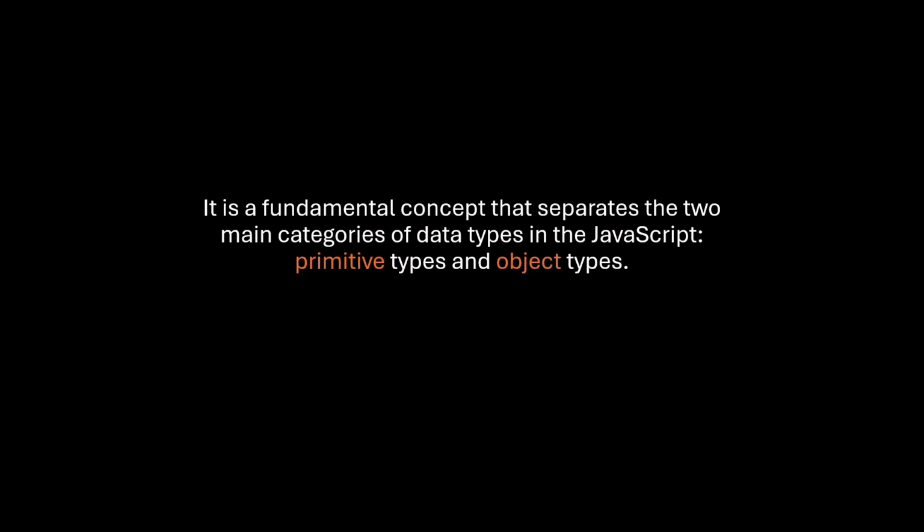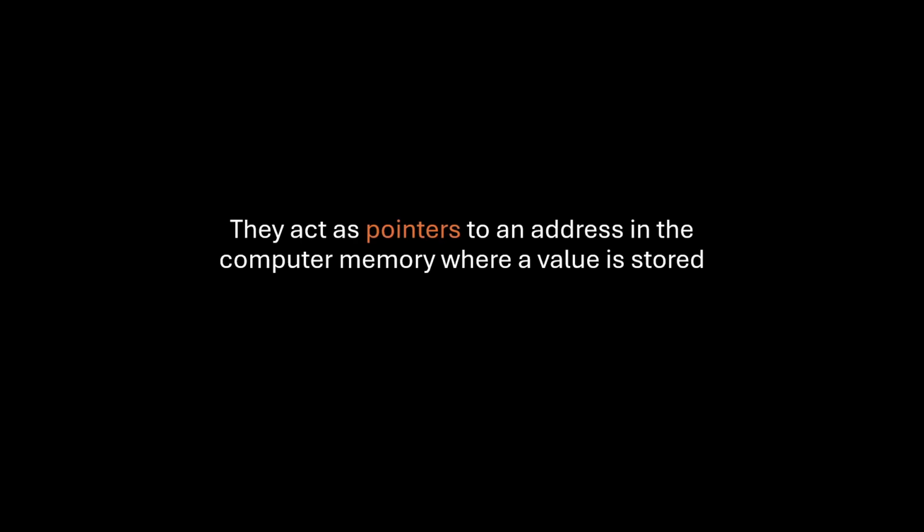To better understand this concept, let's take another moment to revisit what variables are in JavaScript. In JavaScript, variables are declared using two keywords, let and const. Before we delve into the difference, let's see what their similarities are. They act as pointers to an address in the computer memory where a value is stored. The keyword there is pointers because the variables do not store those values themselves, but point to the address where those values are actually stored.